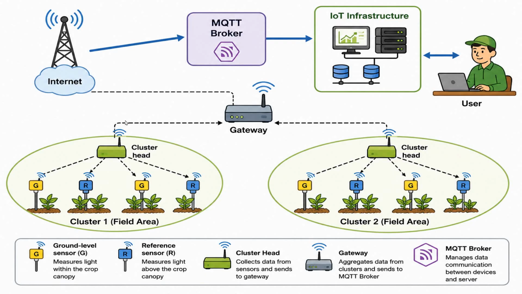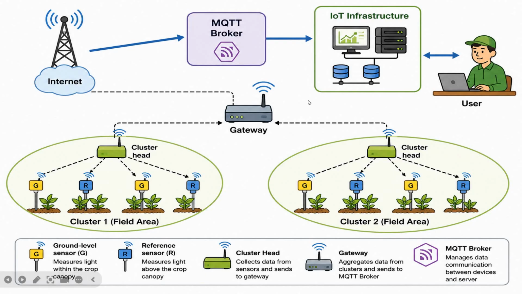So the data collected by these sensors is transmitted to a cluster head, and this cluster head acts as a local coordinator. The cluster head gathers the sensor readings from all the sensor nodes within the cluster and forwards them to a central gateway. Now this gateway serves as an intermediate communication device which will aggregate the data from different clusters.